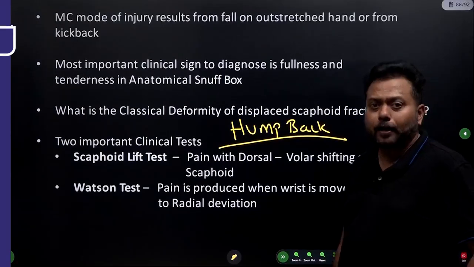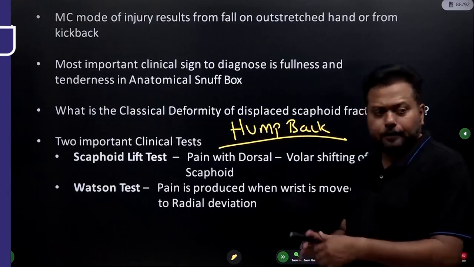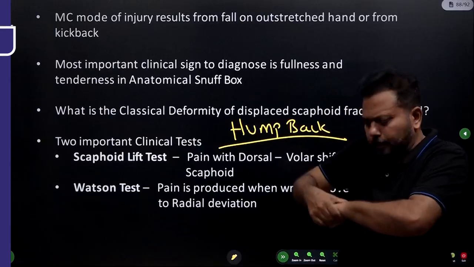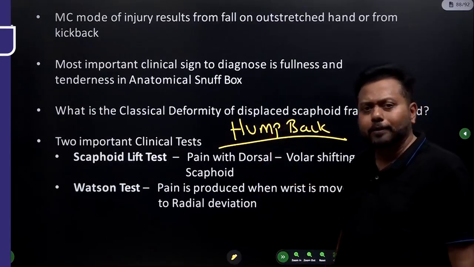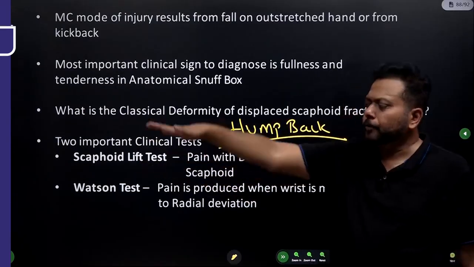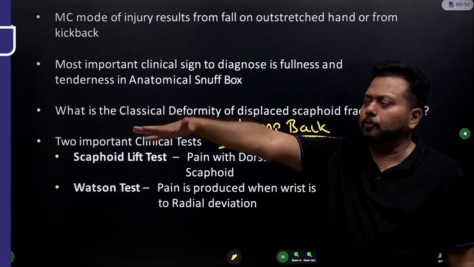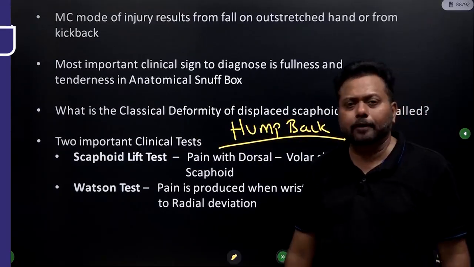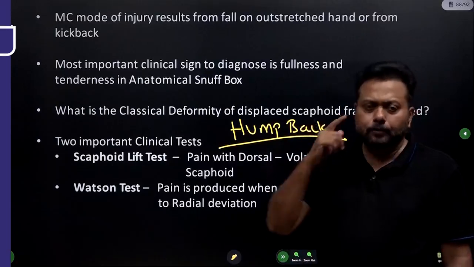And there are 2 clinical tests to diagnose scaphoid fracture. One is called the scaphoid lift test, another is called Watson's test. In the scaphoid lift test, when you give a dorsal and volar tilt of the wrist, severe pain is elicited in the scaphoid. Another test is Watson's test. Pain is produced when the wrist is moved from ulnar to radial deviation. You keep the hand fully ulnar side over a table and ask the patient to move the hand from the ulnar side to the radial side. Severe pain is felt over the scaphoid, and this is called Watson's test. So, two clinical signs: scaphoid lift test and Watson's test.